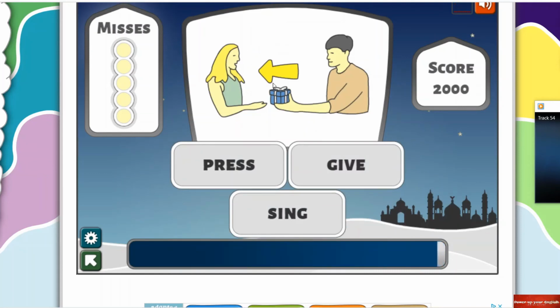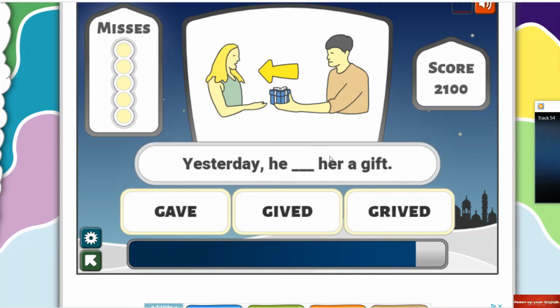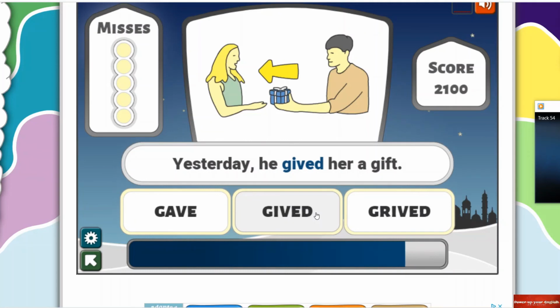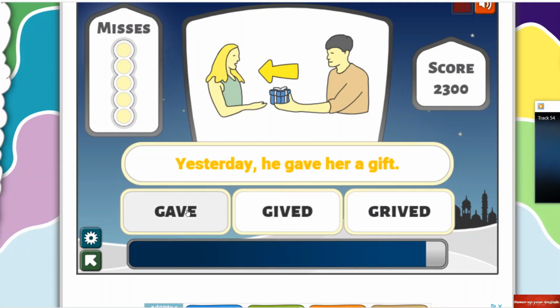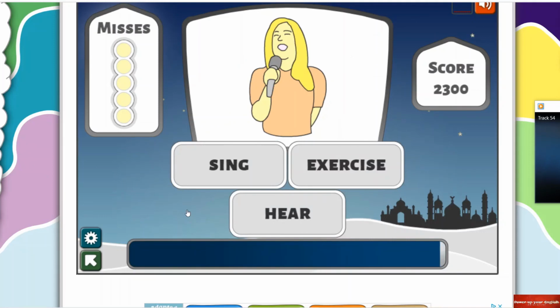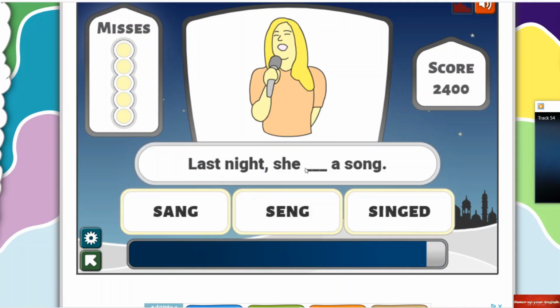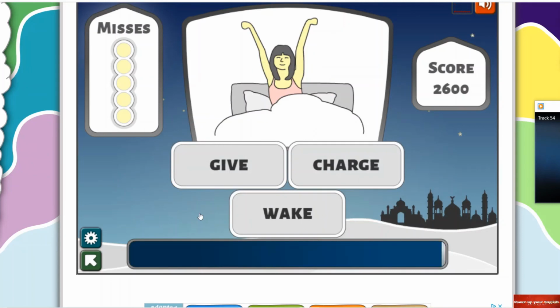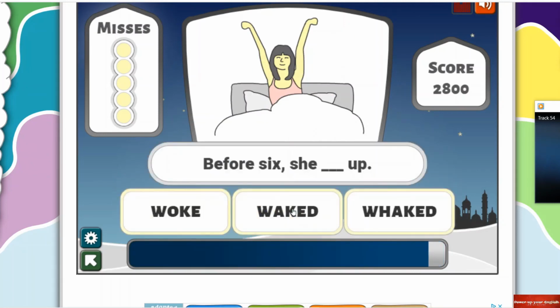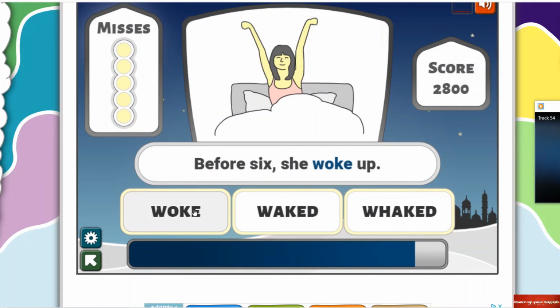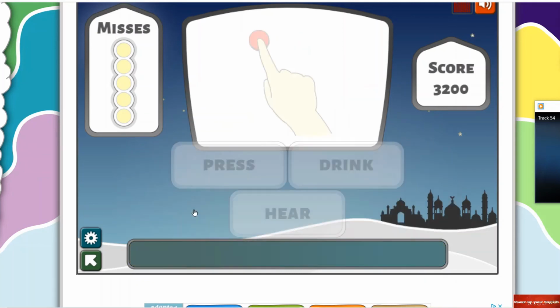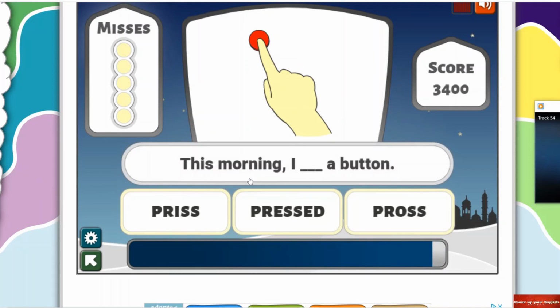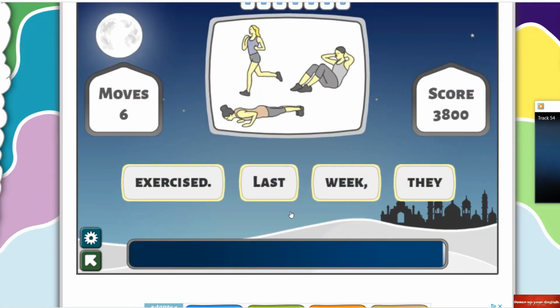This is to give. You give a present. Do you remember? Yesterday he... And is irregular. So this would be if it was irregular, but no, not right, it is gave her a gift. What's she doing? Sing. Last night she... Irregular again. You just need to learn these by heart. Sang a song. Very good. This is to wake in the morning. Before 6 she woke up. And again is irregular. This is press. This morning I pressed a button.